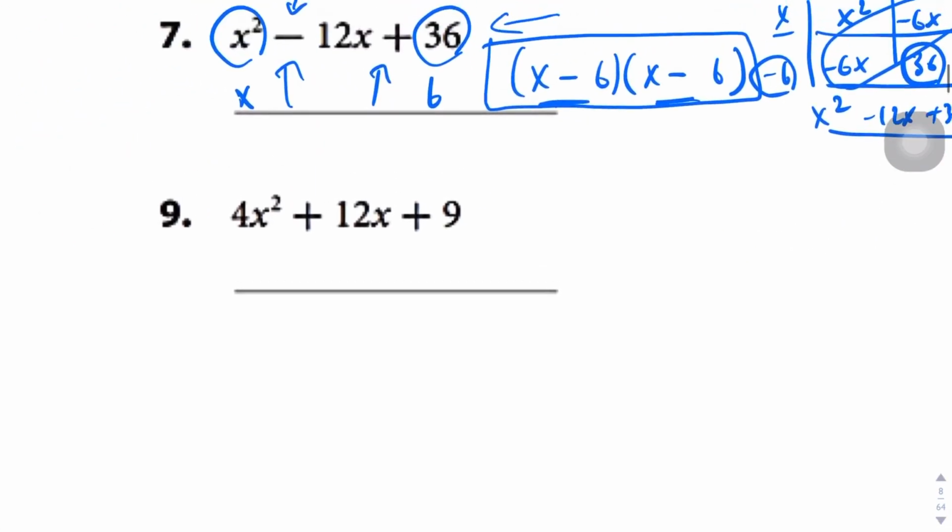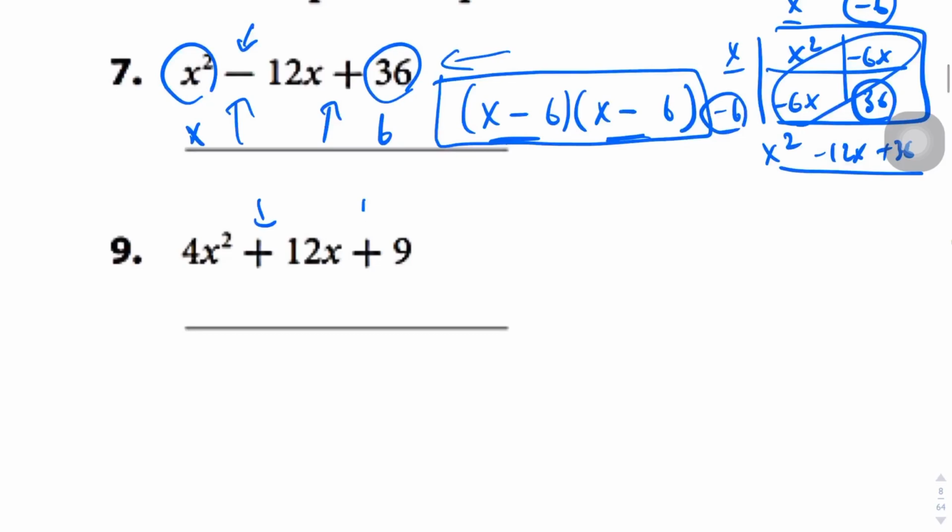All right, let's look at this one. Oh, look at this, plus and plus. So what's our a term and what's our b term? Well, the square root of 4x squared is 2x. The square root of 9 is 3. And so it's just going to be 2x plus 3 squared.